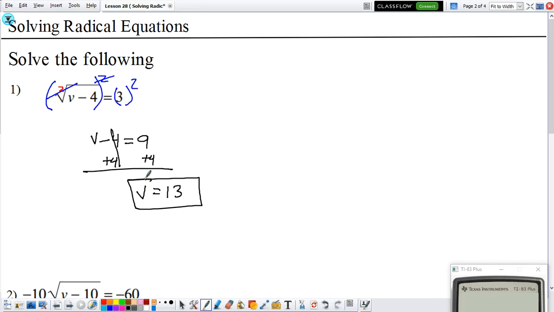And this is pretty much it. You have a square root, you take the exponent to eliminate it, and then you deal with the insides.